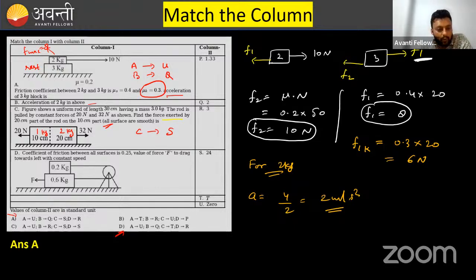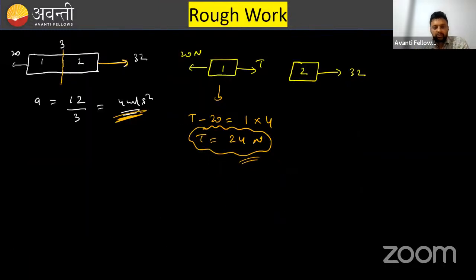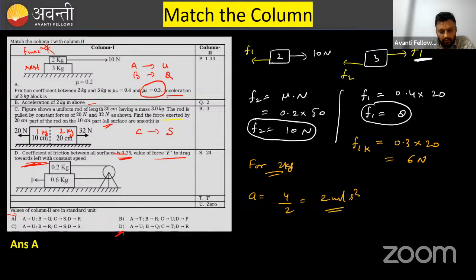Next diagram is 0.2 kg, 0.6 kg. Coefficient of friction between all surfaces is 0.25. Value of force F to drag towards left with constant speed. That means, okay, first I will draw the diagram. Can I draw some FBD kind of thing here? There will be tension T, clear? And towards left, this block is moving.